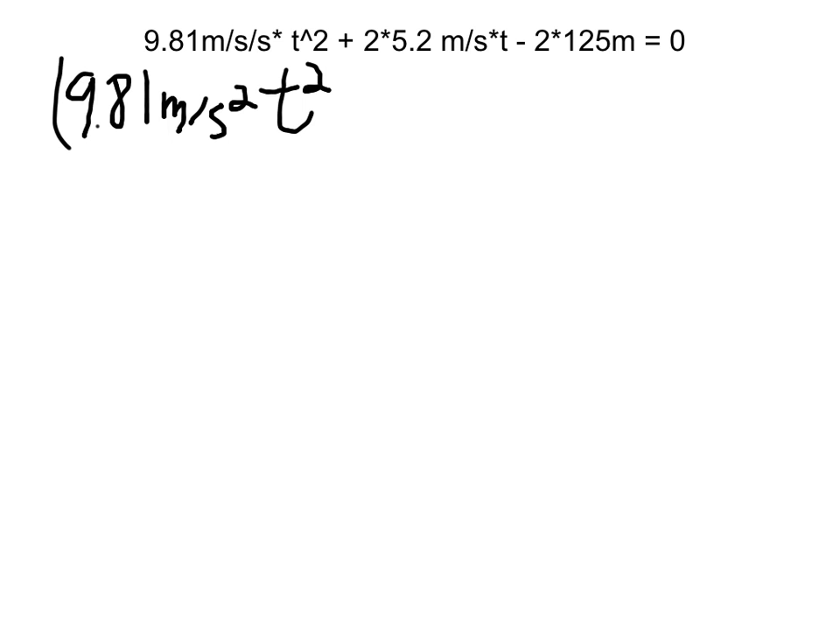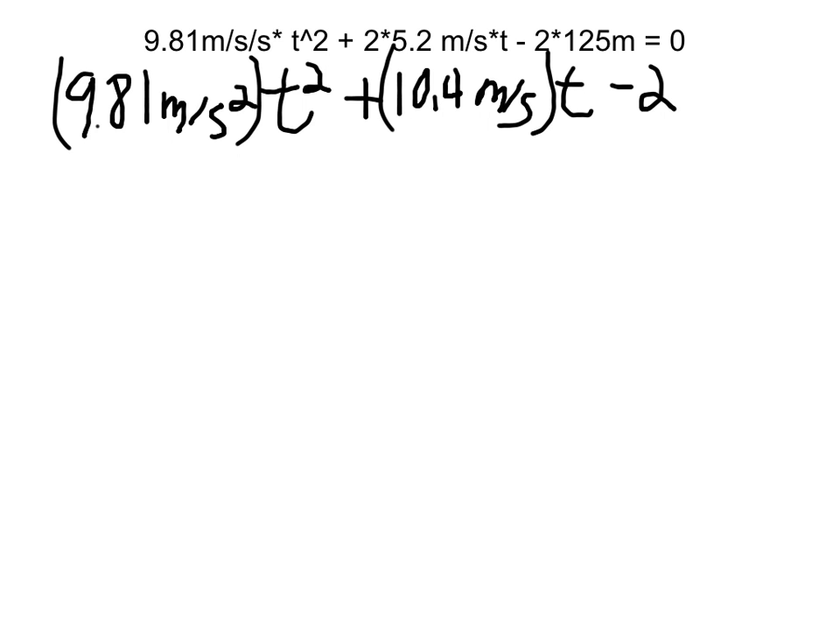Hopefully this is starting to look familiar. I'm not saying it because I do want it to be kind of a reveal when we get there. So let me try to get this in a nice neat form. 9.81 meters per second squared, t squared. We all hopefully are clear with that. Let me go ahead and multiply out the 2: 10.4 meters per second times t minus 250 meters equals 0.